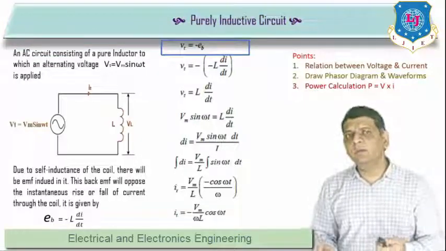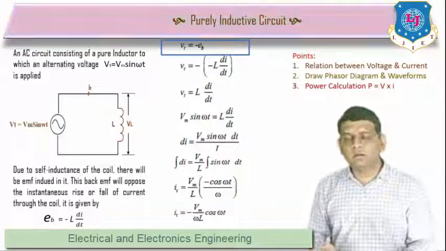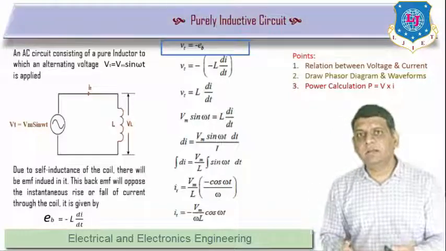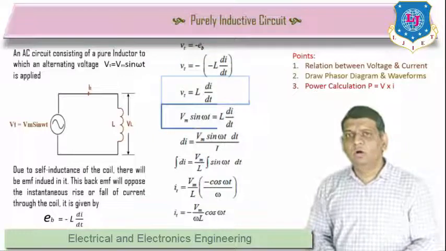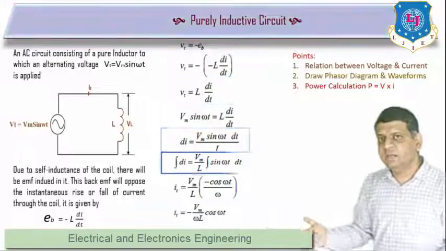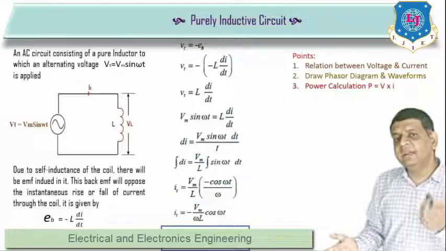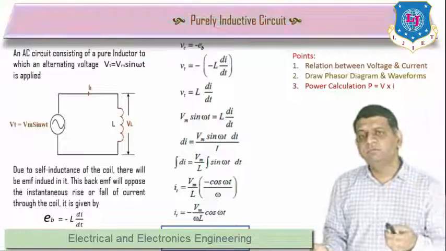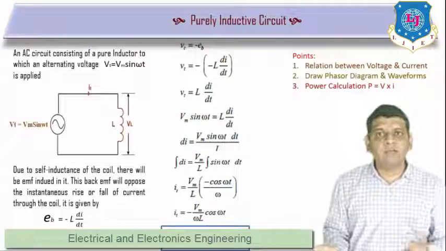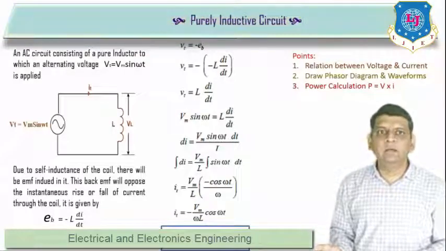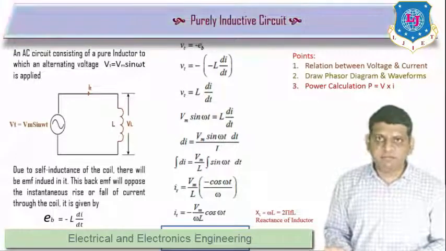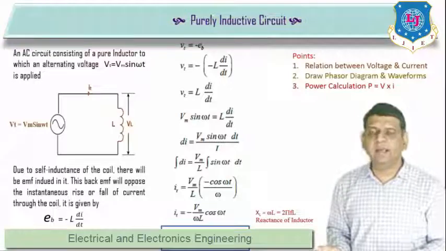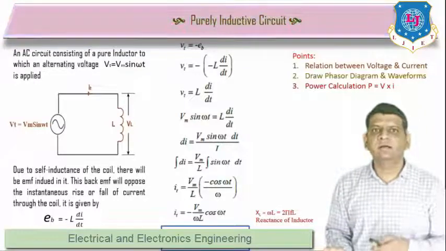So from this you can find minus cos omega t. You can write the term like sin omega t minus 90. So once you go through all the equations step by step, you can find the last equation of current. It is equal to Im sin omega t minus 90. Right, where XL is equal to 2 pi fL or omega L, which is called reactance of inductor.